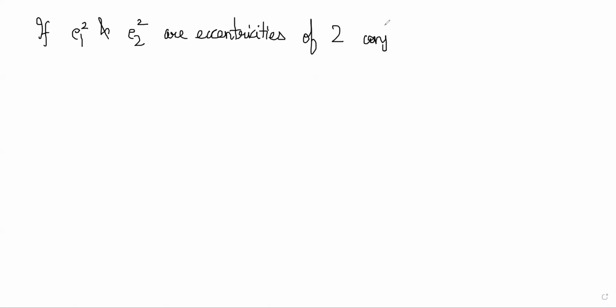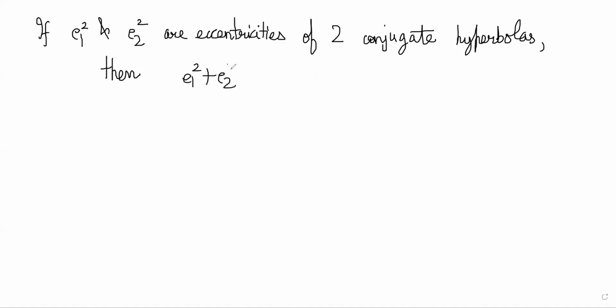Now, one more thing that we can discuss here. This is actually a question that has appeared in JEE Mains as well. So we have, if E1 square and E2 square are eccentricities of two conjugate hyperbolas, then we can show that E1 square plus E2 square is equal to E1 square E2 square, or 1 by E1 square plus 1 by E2 square is equal to 1.